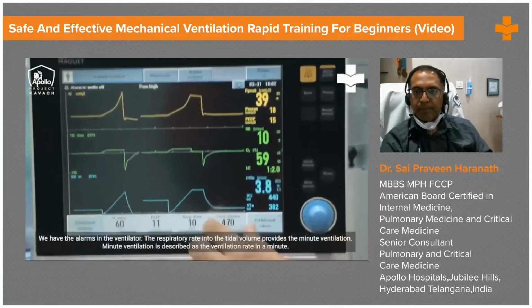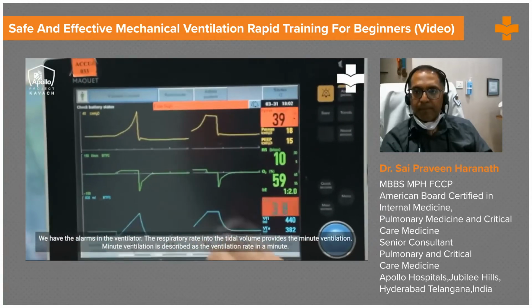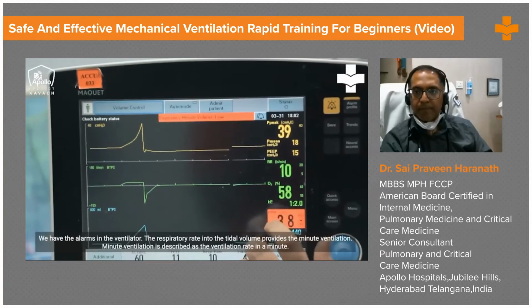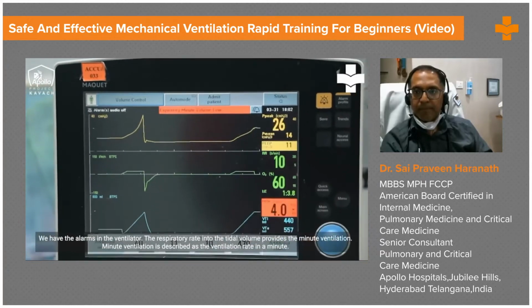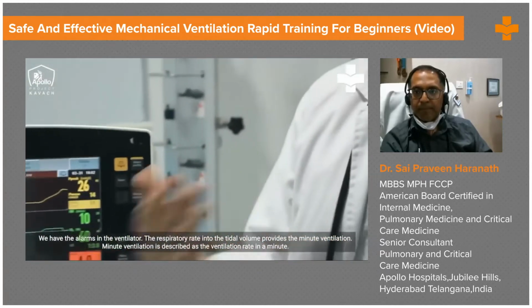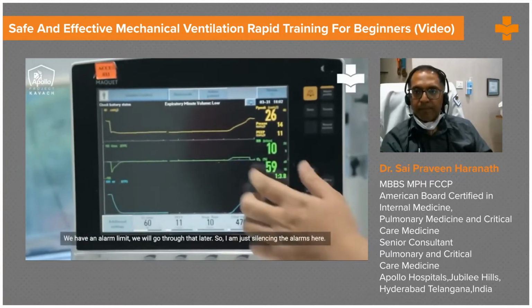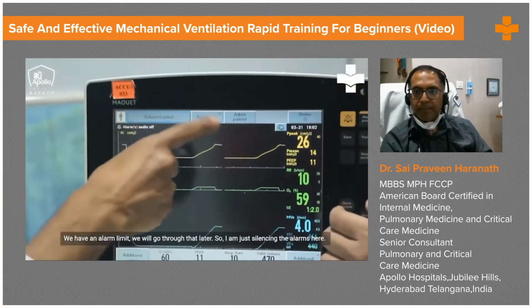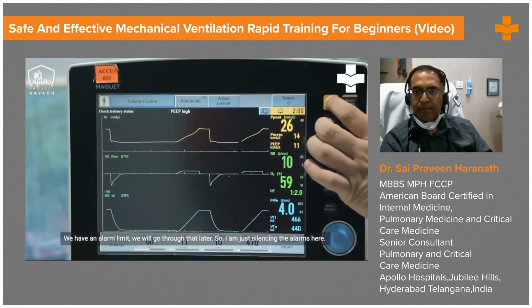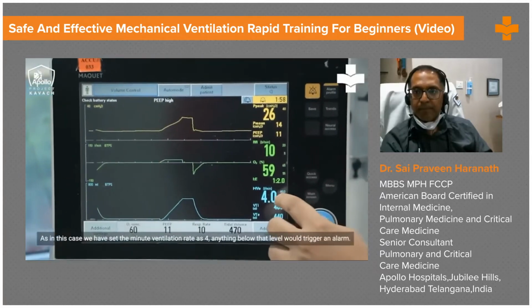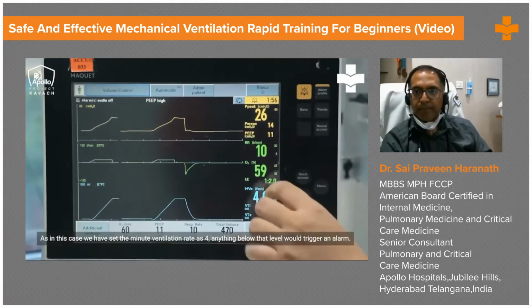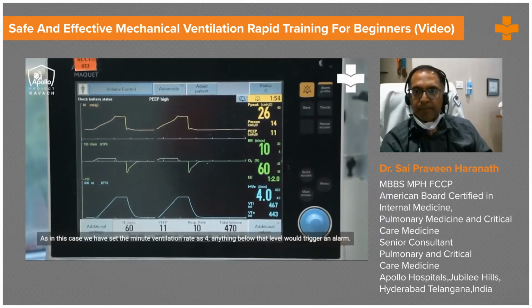So this respiratory rate into tidal volume is what gives you the minute ventilation. So minute ventilation is how much ventilation is going through in a minute. So you have alarm limits. We'll go through the alarm profile again. Sure. So I am just silencing the alarm here. Because we have set it around 4 in this case, if it is coming down, it is showing as a red alarm.